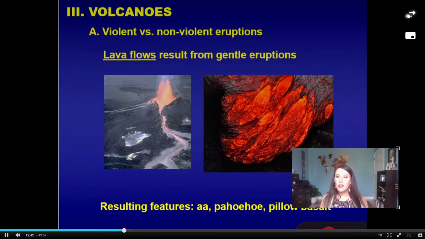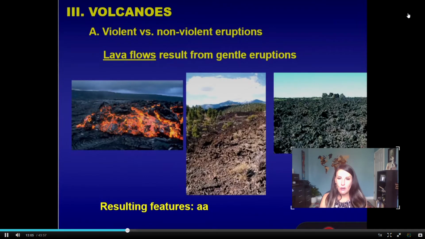For non-violent eruptions, we can look for specific terms called a'a, pahoehoe, and pillow basalts. And these are all for sure features that you would see if you visit the Hawaiian Islands. But for sure you can see them on other landscapes too, in and around Yellowstone National Park, for sure in places like Iceland. In this case, a'a and pahoehoe are Hawaiian terms. And a'a comes from the idea that if you are trying to walk on this landscape, you are going to hurt your feet because the rocks are so jagged, as you can see in these pictures.